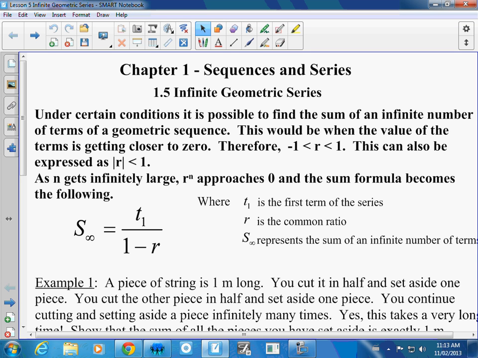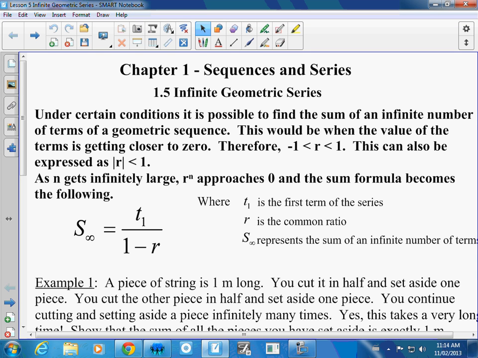Okay. So what happens is the formula. Do you have to memorize this formula either? No, it's on the sheet. What's this little symbol mean? Infinity. That's what's infinite. Basically, here it is: T1 over 1 minus r. What's T1? What's r? Common ratio.